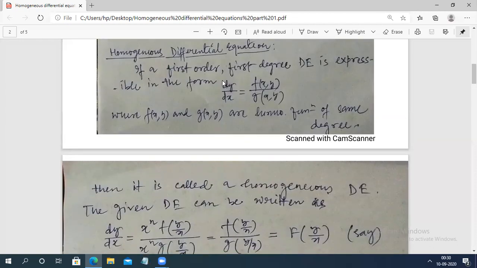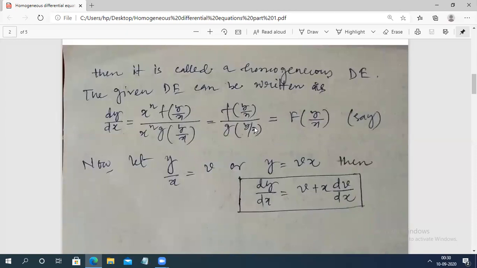So the homogeneous differential equation is of the form dy by dx is equal to f(x,y) upon g(x,y), and this can also be written as dy by dx is equal to f of y by x. Now to solve the homogeneous differential equation, there is a little substitution. We have to substitute this y by x as a new variable v. Now substitute y by x is equal to v, or you can say y is equal to vx.